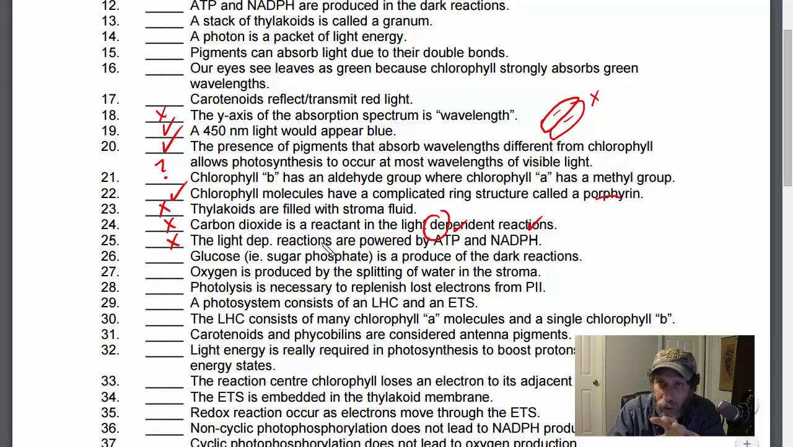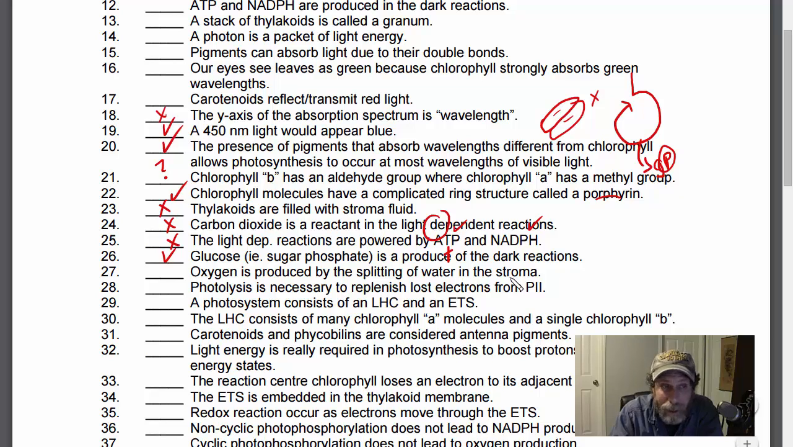Number 26. Glucose, or a sugar phosphate, is a product of the dark reactions, and that's true, right? In that Calvin cycle, as you come down here and it goes around, and you churn one off, you can eventually make a glucose or a glucose phosphate there as a product. So that's true.